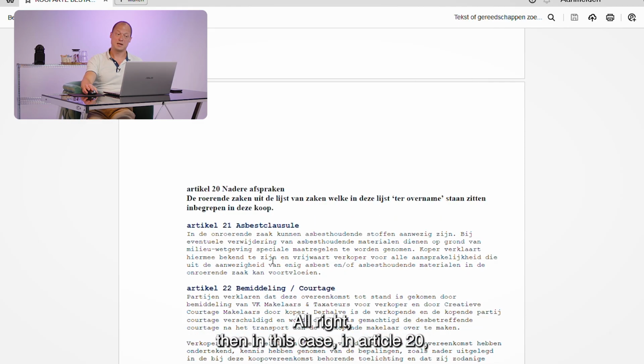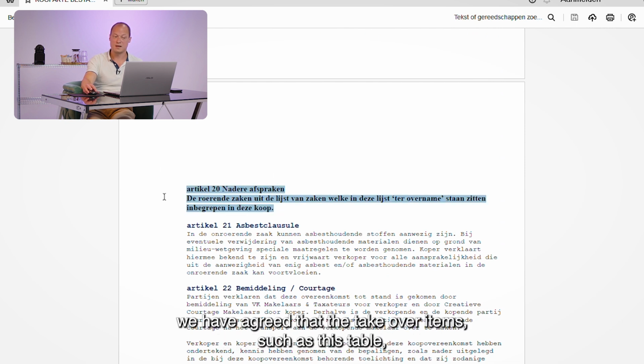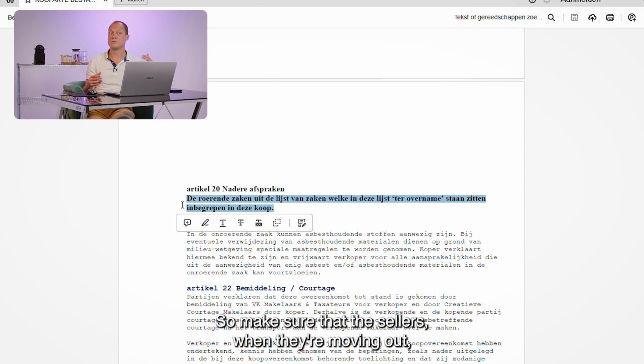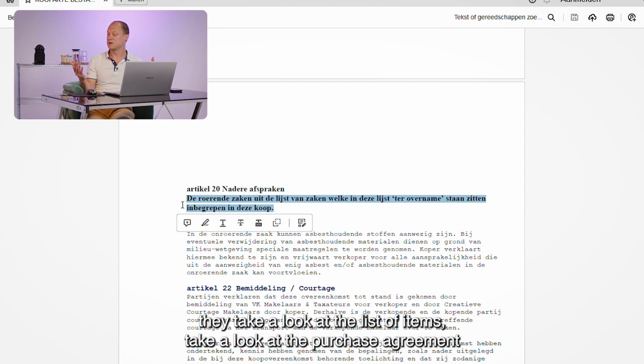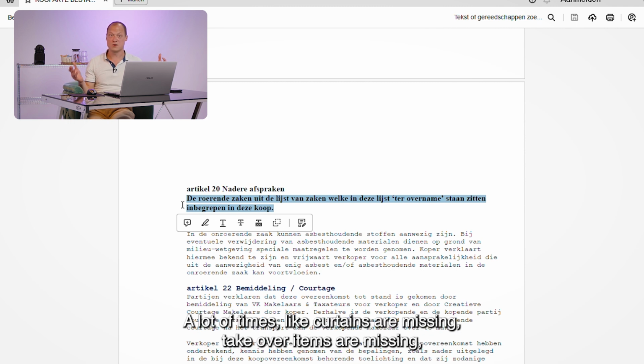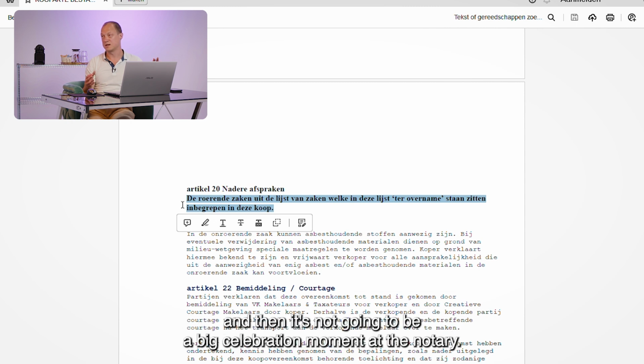All right, then in Article 20, we have agreed that the takeover items, such as this table, from the list of items, are included in the purchase. So make sure that the sellers, when they're moving out, take a look at the list of items, take a look at the purchase agreement, and check what has to stay behind. A lot of times curtains are missing, takeover items are missing, and then it's not going to be a big celebration moment at the notary.